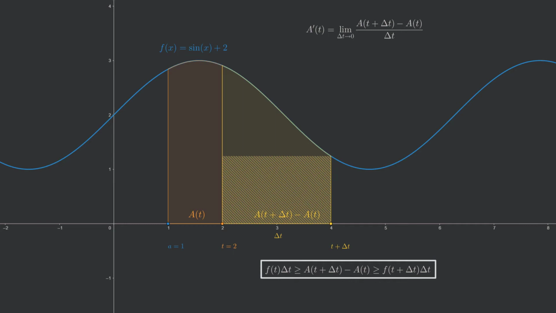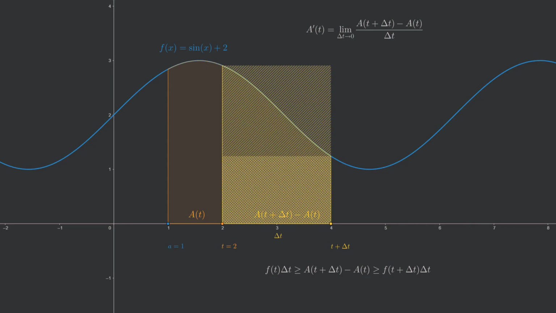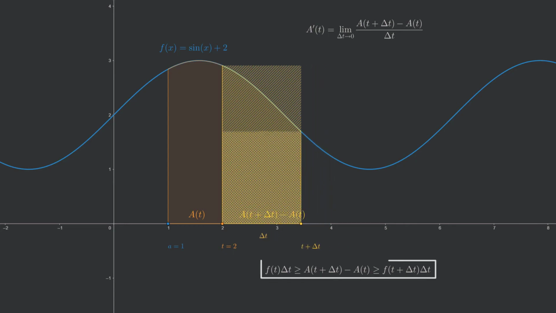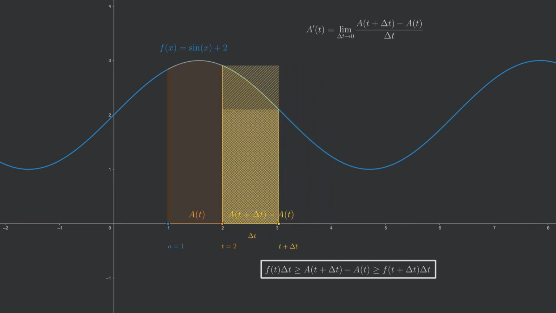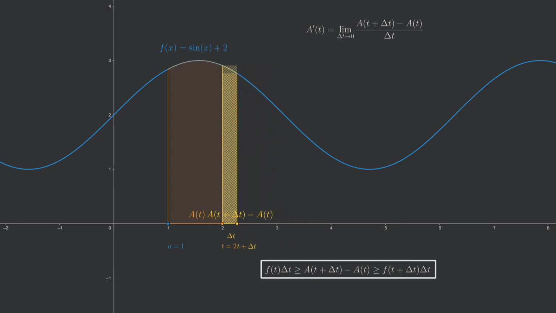Because the first observation is that the relation between the areas of the rectangles and the yellow area will be preserved when we let delta t tend to 0. We can illustrate this by showing both rectangles and by letting delta t tend to 0 again. You see how that relation is preserved. One of them is always smaller and one of them is always bigger than our yellow area.